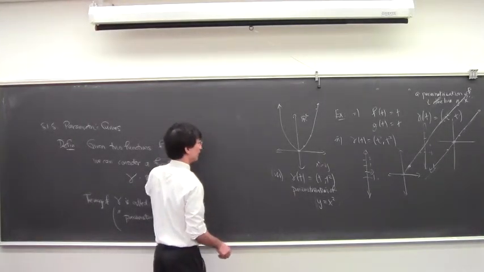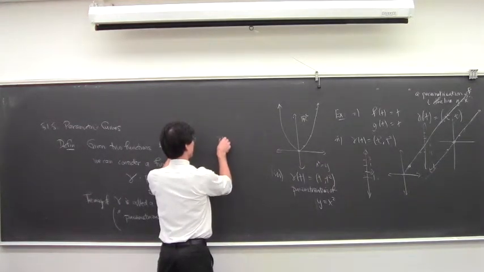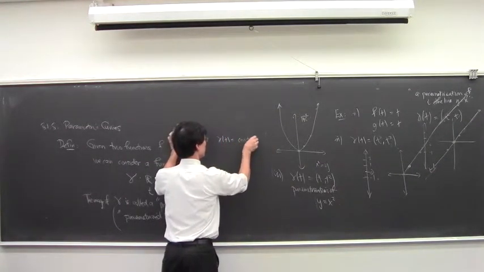Okay. Last one. Suppose I have gamma of t is cosine t, sine t.